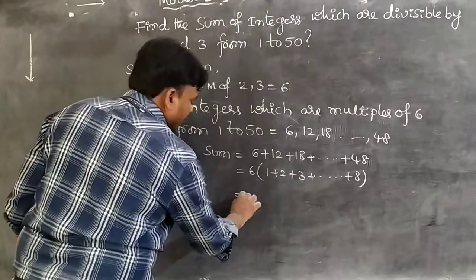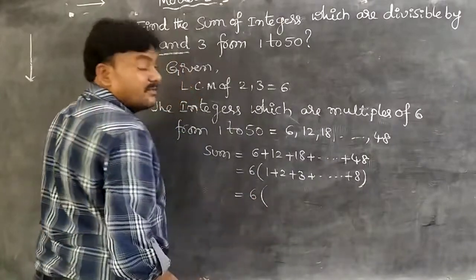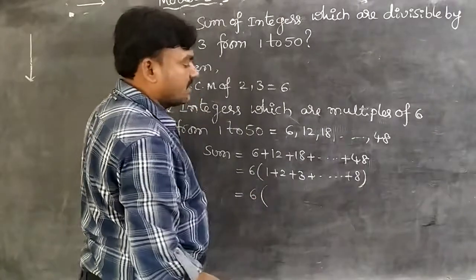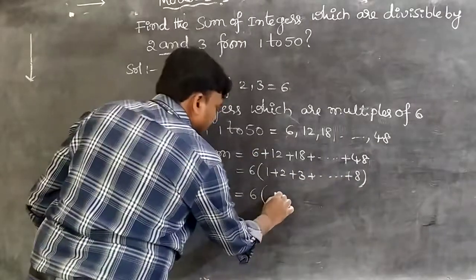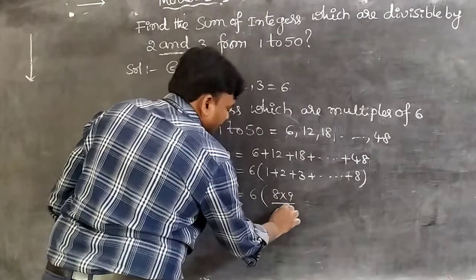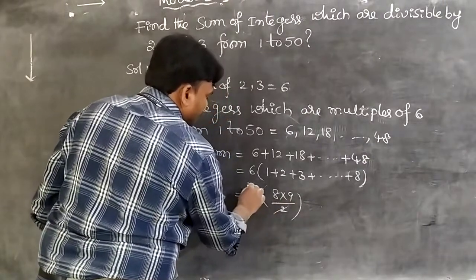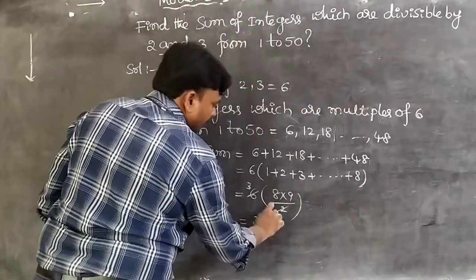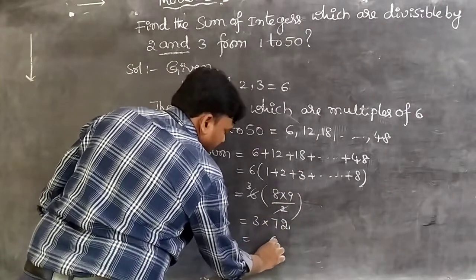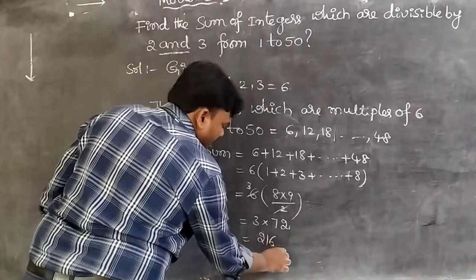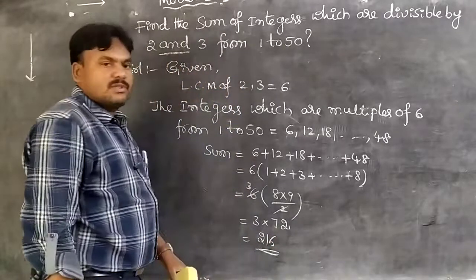So using the sum of first n natural numbers formula, what is the sum of first n natural numbers? n of n plus 1 by 2. Here n equals 16. So that is 16 into 17 by 2. So 2 8s are 16, it becomes 6 into 8 17s. So 216 is the final solution, students. Okay.